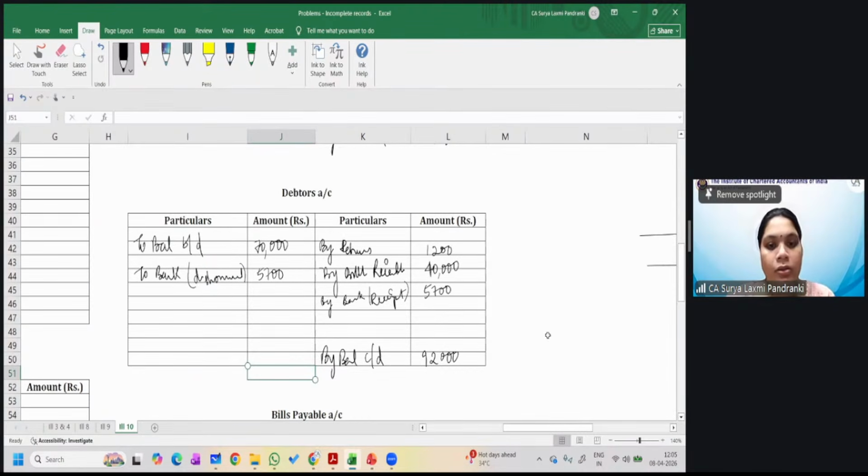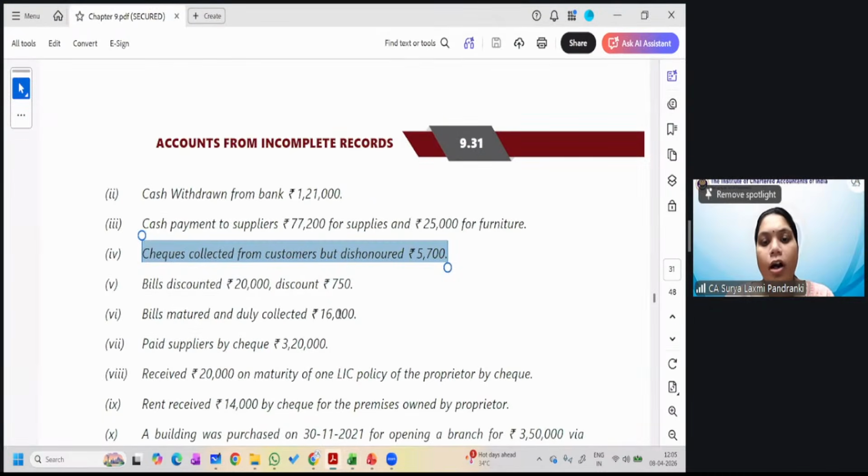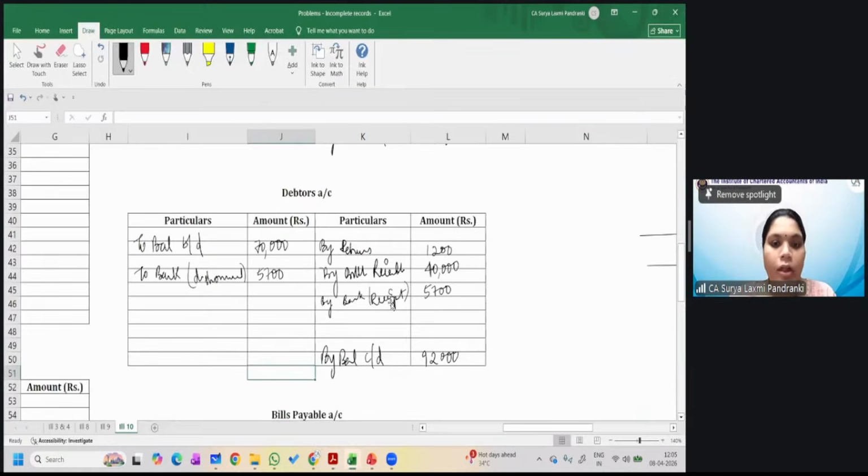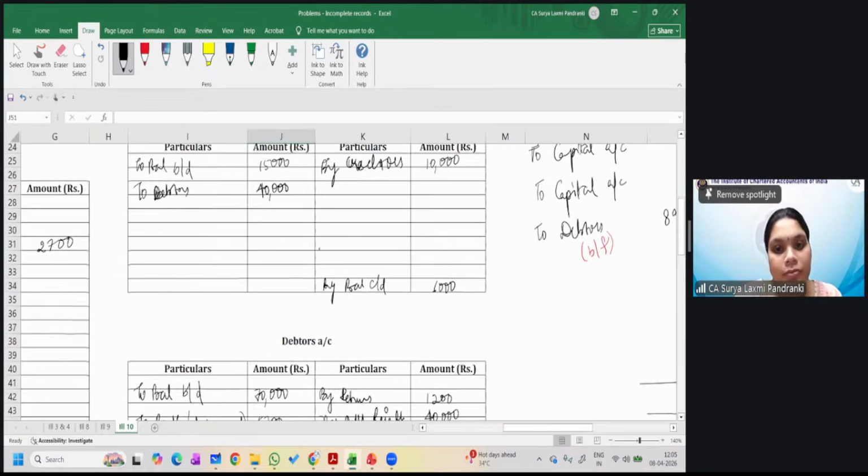Are we clear till here? I'm going in order because if we miss something again, you'll be lost. Though we have completed cash and bank account, again we are doing this to see if it is affecting any of our bills payable, bills receivable, debtors and creditors accounts. The next transaction, bills discounted. This also should be coming up, yes or no? Yes, ma'am. Where should it come? Profit and loss account. But first of all, it should come in your bills receivable account. By discount account.